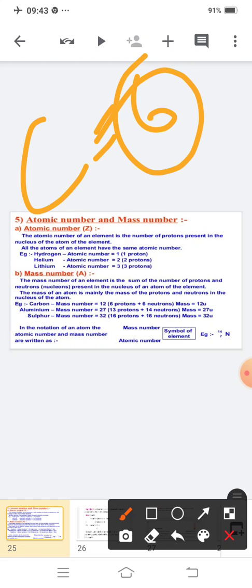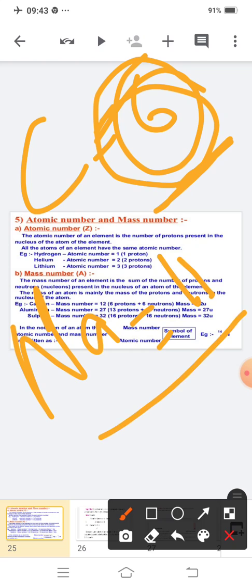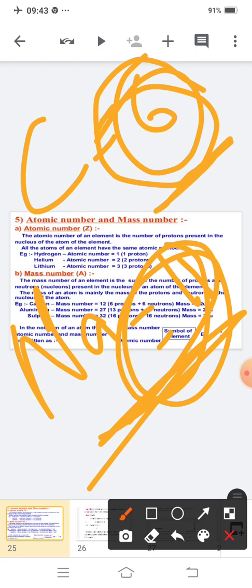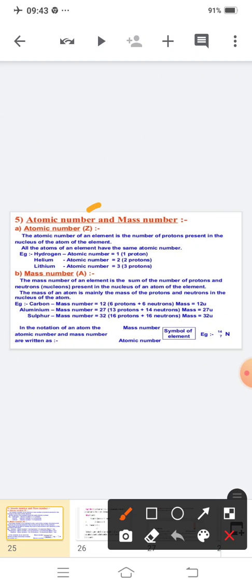Why is its atomic number 6? Because the number of protons present in carbon is 6. Sodium: 11. Why 11? Because the number of protons present in a sodium atom is 11. Clear? Atomic number is represented by capital Z.